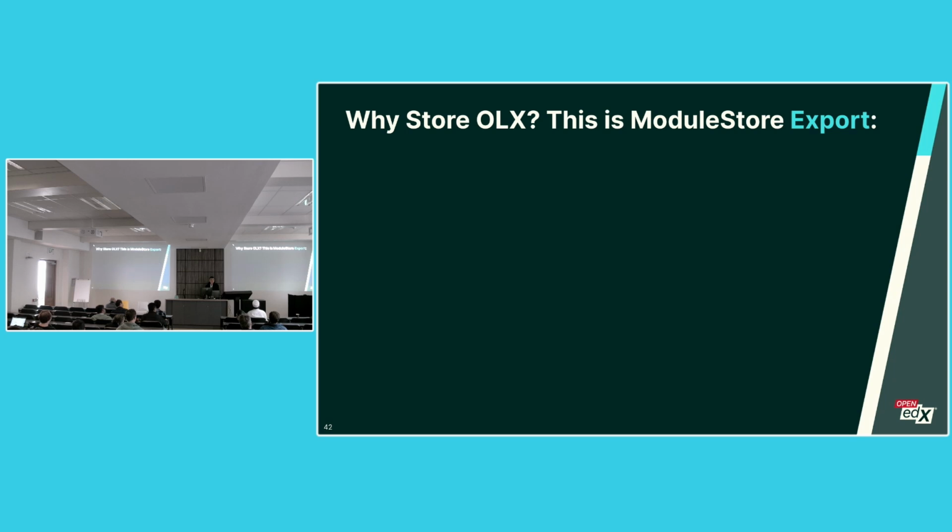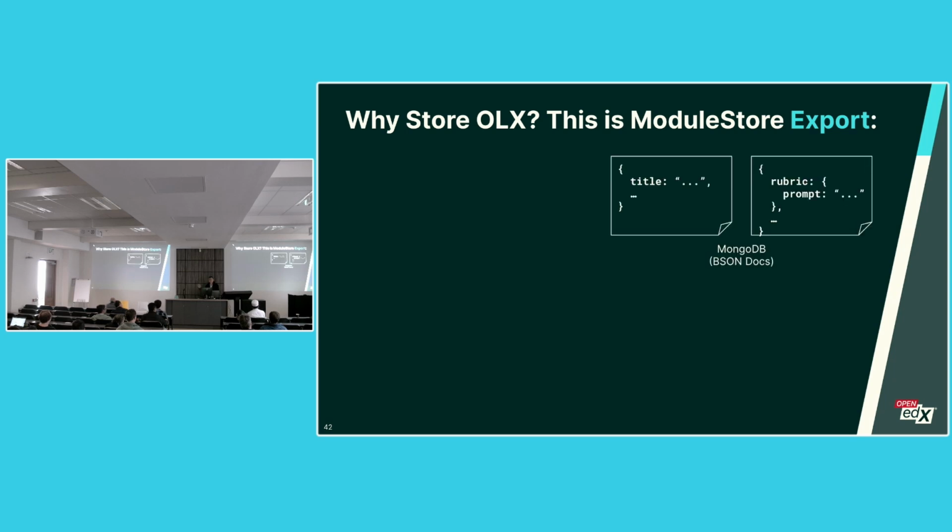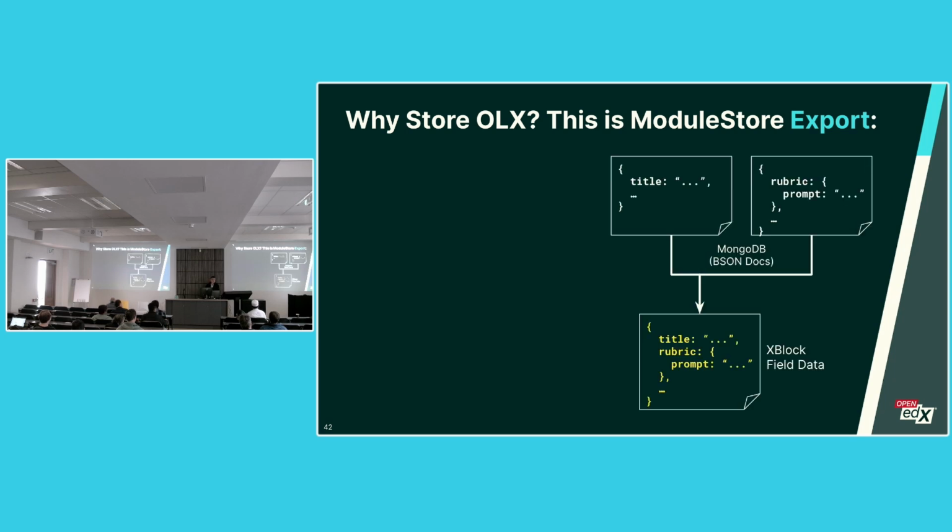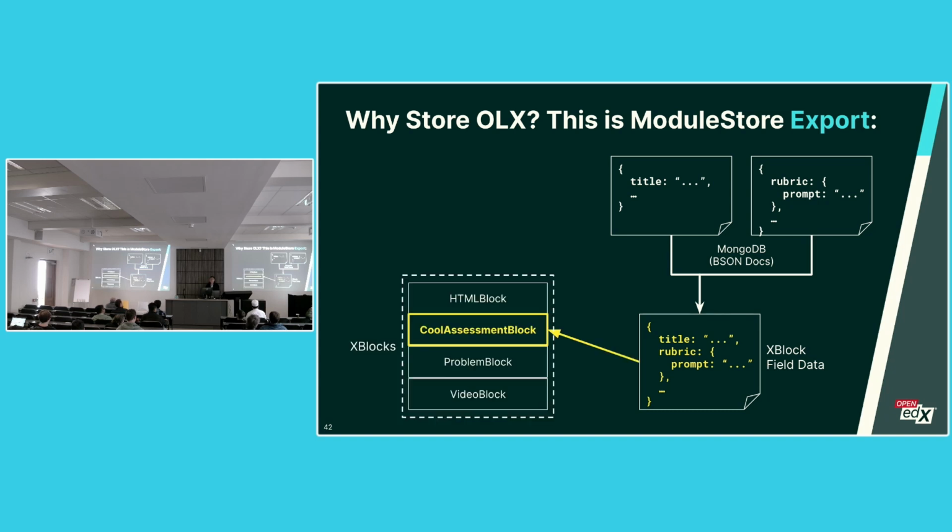When you export, it works exactly in reverse. You take the MongoDB documents, convert them into field data, find the XBlock that's responsible for it, and have the XBlock spit out OLX again, so we can serialize it for export.